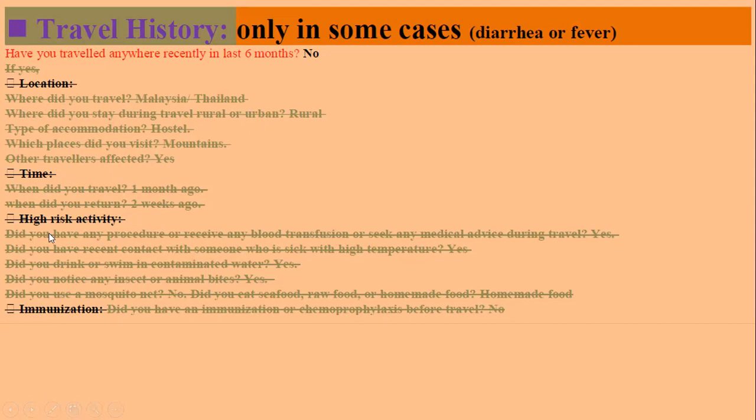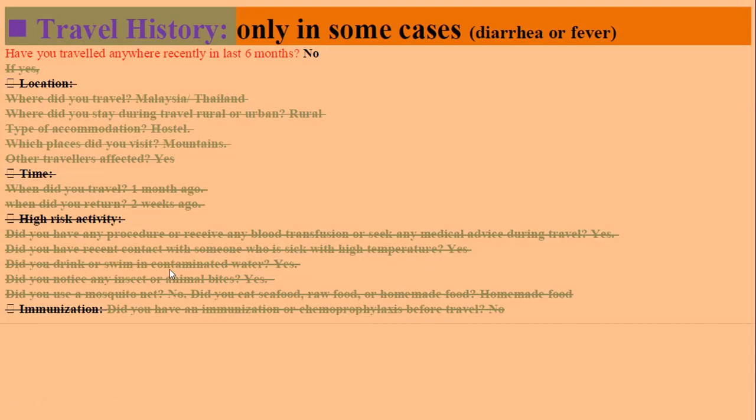High risk activity. Did you have any procedure or receive any blood transfusion or any medical advice or help during the travel? Did you have recent contact with someone who is sick? If the complaint is fever, you can say, did you have recent contact with someone who has fever? If the complaint is diarrhea, did you have recent contact with someone who is sick with the same problem? At least you can say the same problem, whether fever or diarrhea.